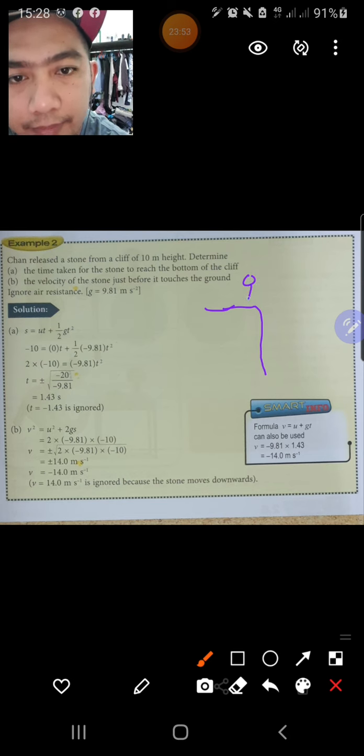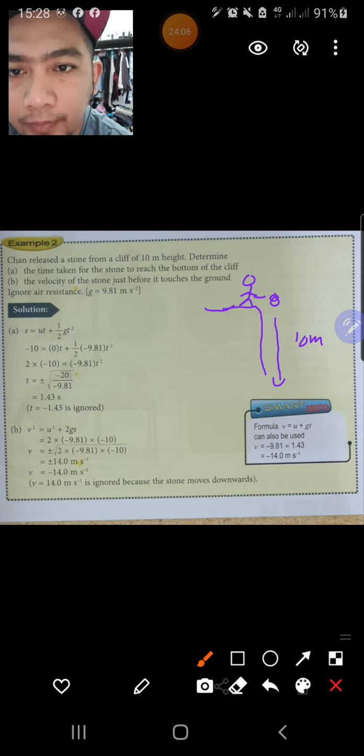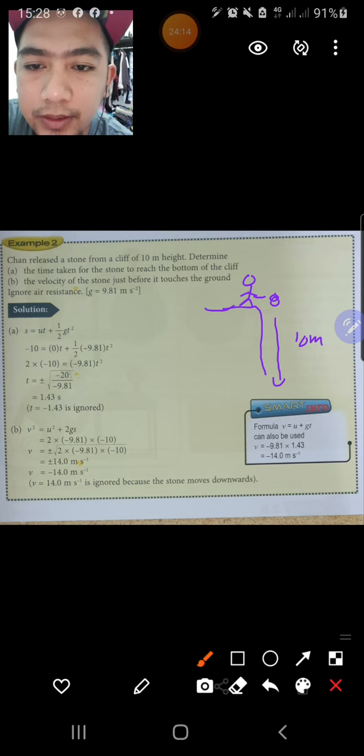Here is Chan. He throws a stone, and the stone goes down. This one is 10 meters in height. Determine the time taken for the stone to reach the bottom of the cliff. For time taken, how many formulas do we have?